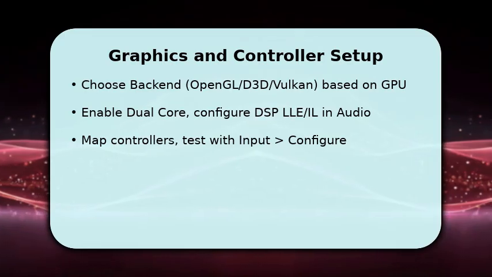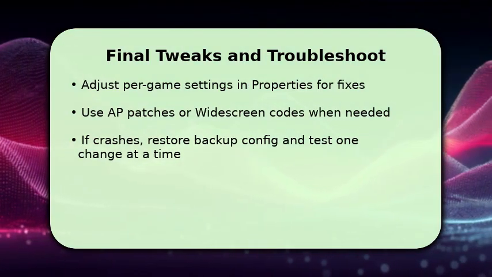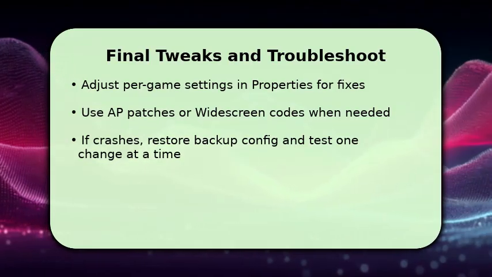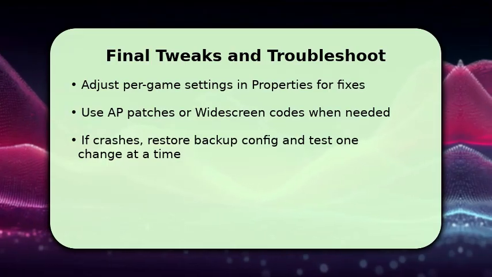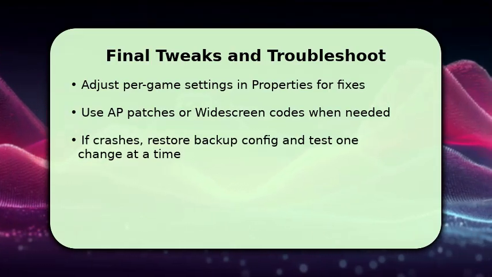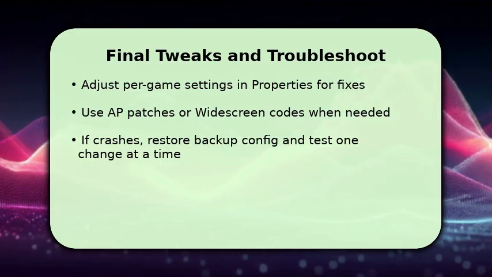Finish by applying per-game tweaks. Right-click an ISO, choose Properties, and set overrides for DSP, EFB copies, or aspect ratio for that game. This avoids global conflict. Once done, enable or import patches and AR codes only if necessary. They can fix widescreen or audio issues.